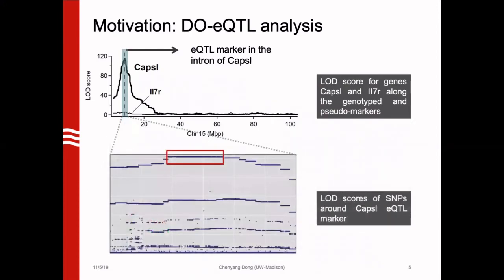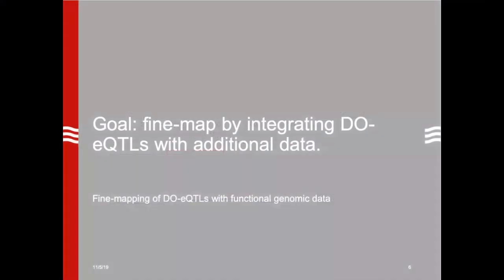But if we zoom in on this locus, we can see a lot of mouse SNPs that have high LOD scores, and we have no way to discriminate the true causal SNP. This is the limitation of eQTL analysis. So what to do? We want to fine map by integrating DO eQTL data with additional functional genomic data.